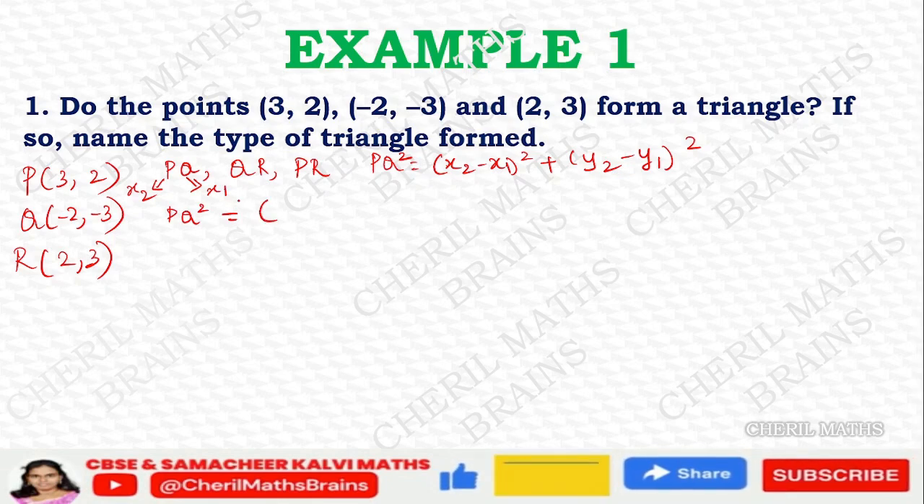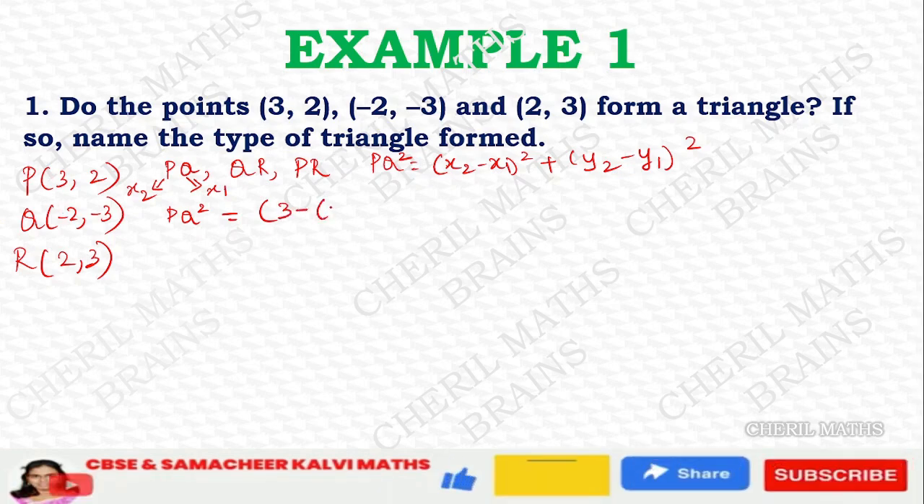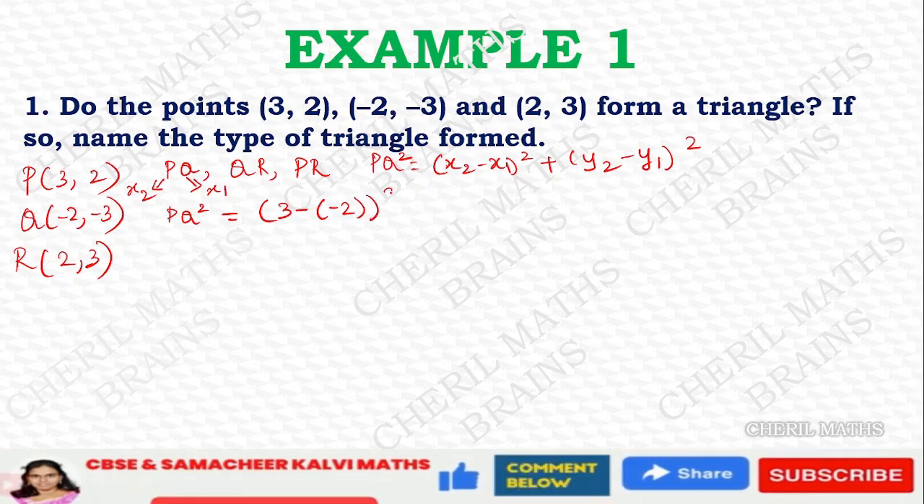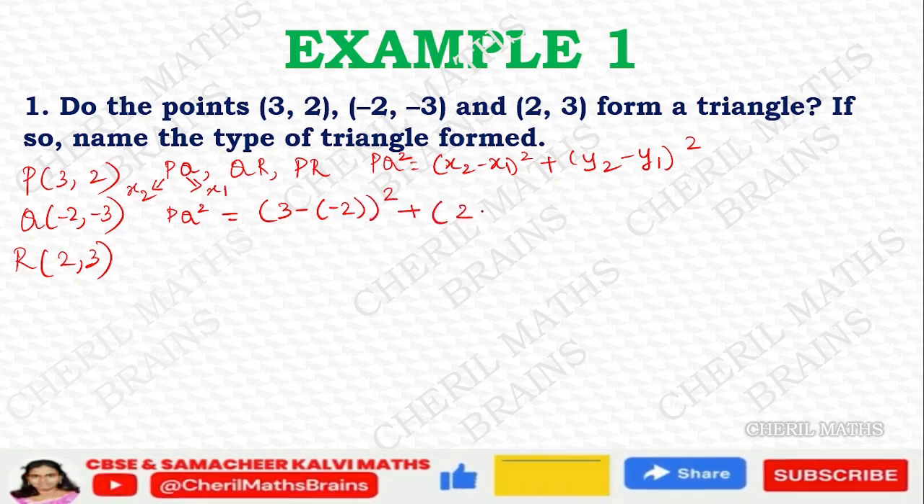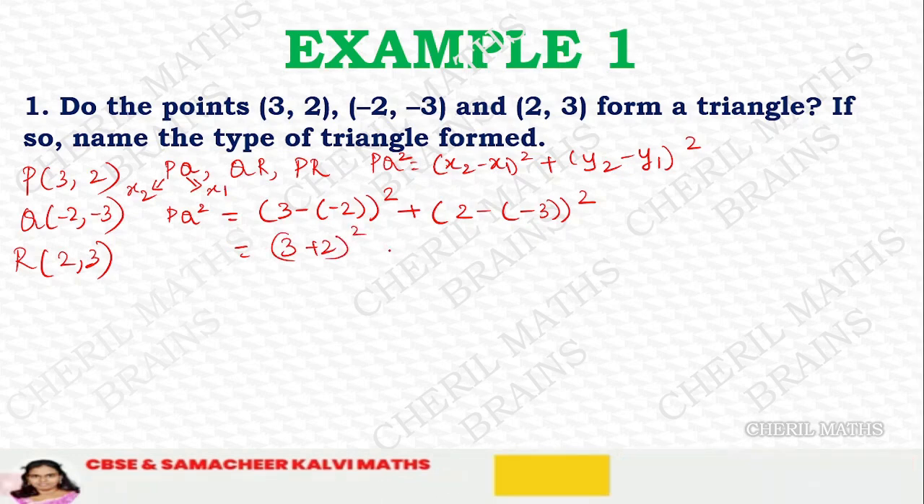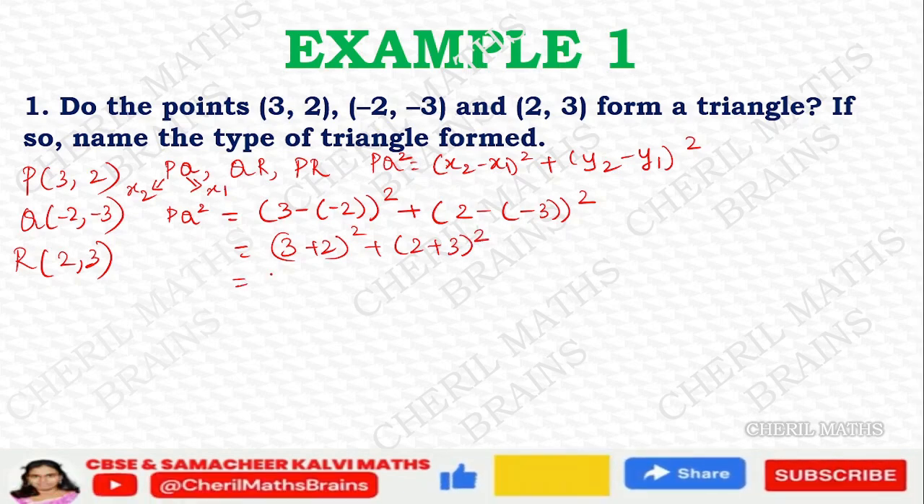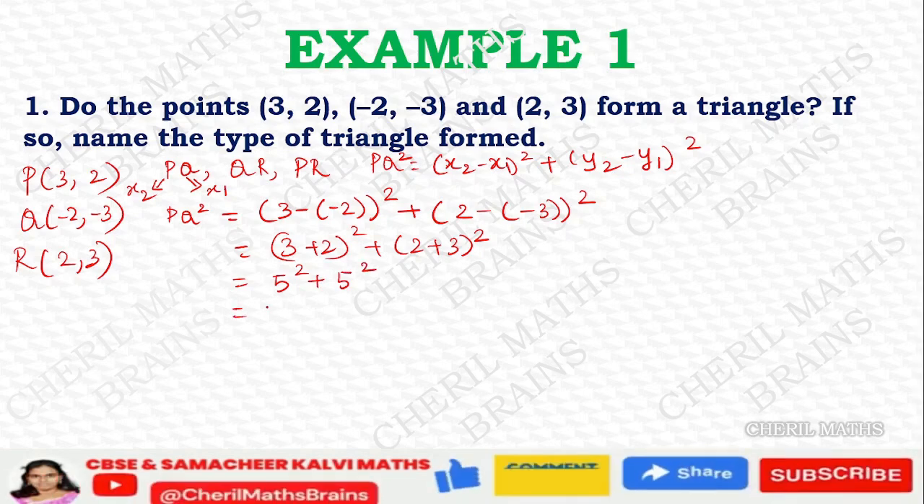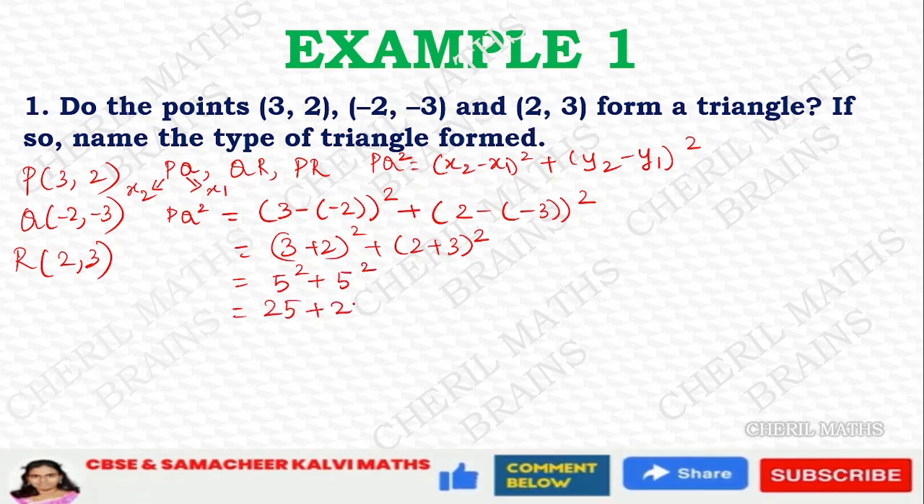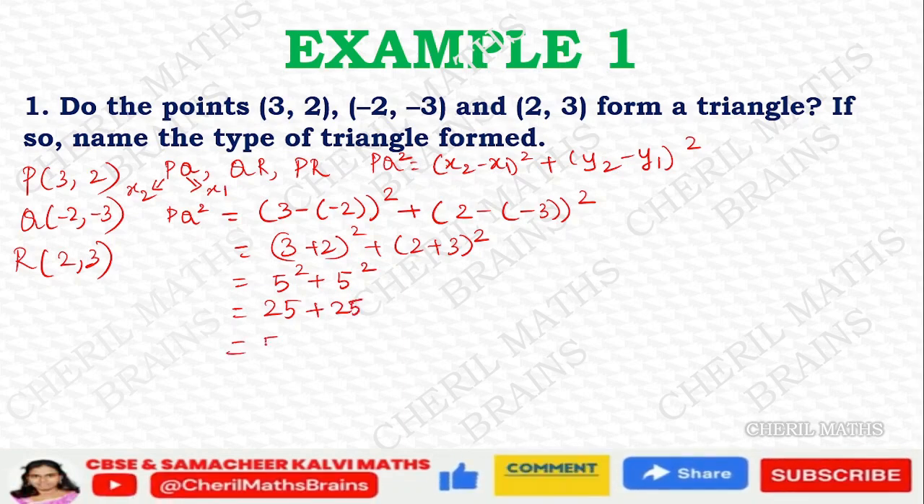So for PQ square, with P as x2, x2 minus x1 will be 3 minus of minus 2 the whole square, plus 2 minus of minus 3 the whole square. So what will it be? 3 plus 2 the whole square plus 2 plus 3 the whole square. 3 plus 2 is 5, so it will be 5 square plus 5 square, which is 25 plus 25, which will be 50.